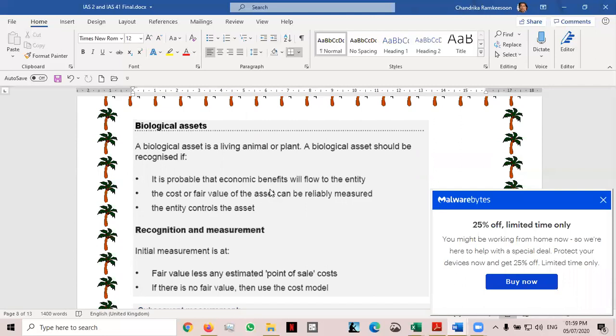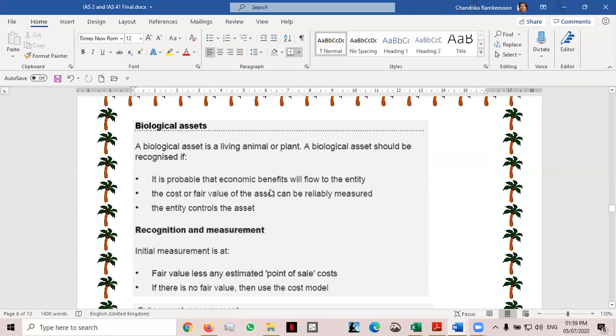A biological asset should be recognized if, one, it is probable economic benefits will flow to the entity. Two, the cost or fair value of the asset can be reliably measured. Three, the entity controls the asset. Now, by the way, you should realize that these three recognition criteria are the same for a normal IAS 16 asset.